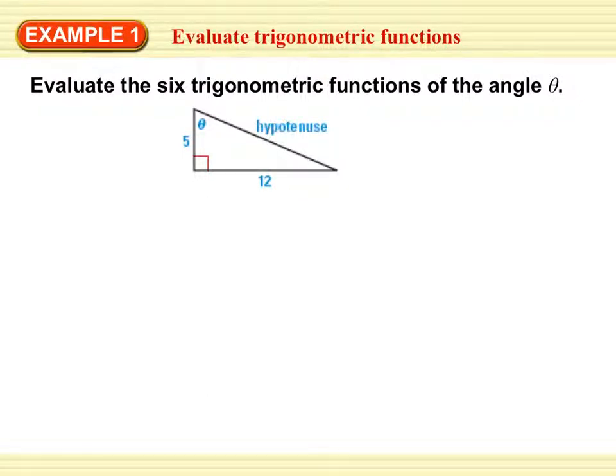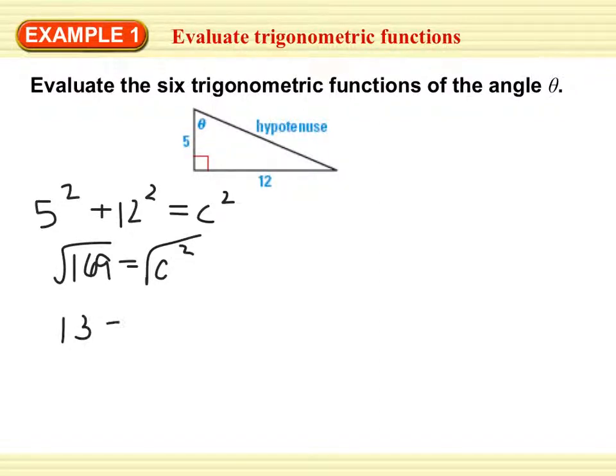Alright, let's try practice. Evaluate the 6 trig functions of the angle theta. First of all, I don't know all the measurements of the sides of the triangle, but I can figure them out. A squared plus b squared equals c squared. So I've got 5 squared plus 12 squared equals 169. If I take the square root of that, I get 13. Now I can do all of the 6 trig functions.